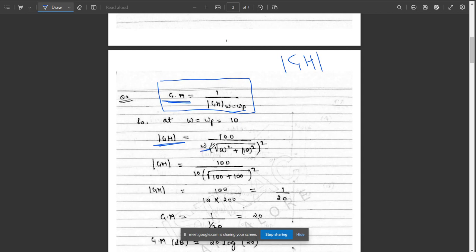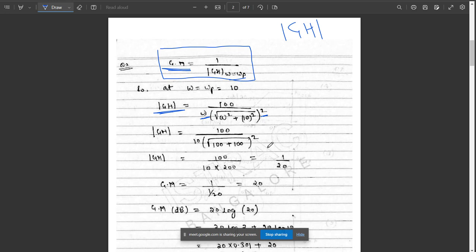In terms of s, when we find the magnitude, we put omega, and under root of omega square plus 10 whole square, right? So this is how we find the magnitude of a system. So mod of GH is equal to 100 upon 10 into under root of 100 plus 100 whole square.